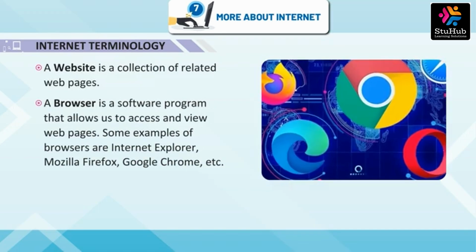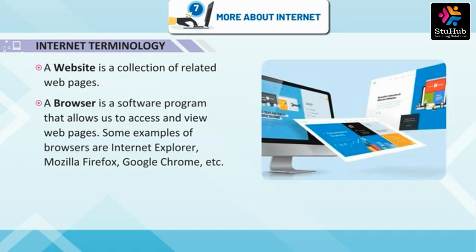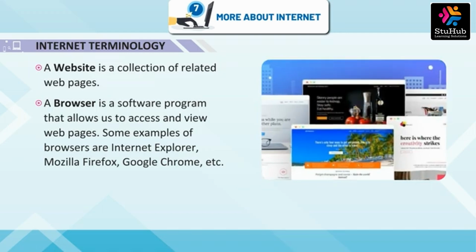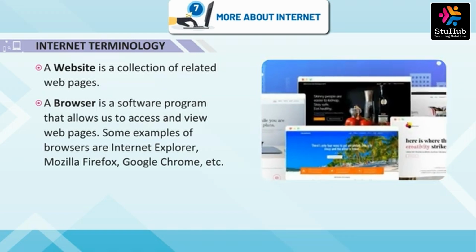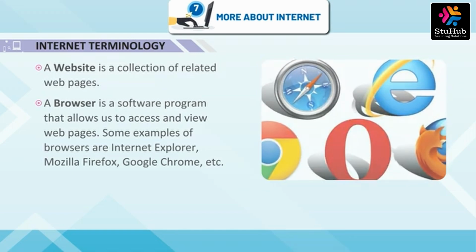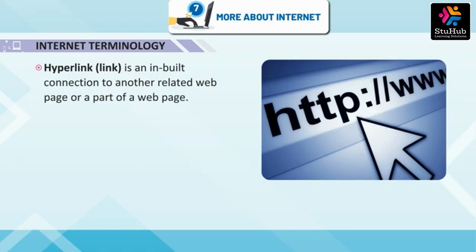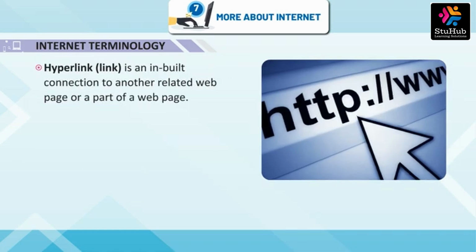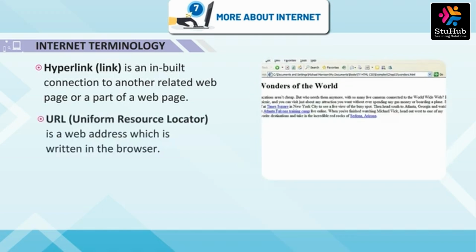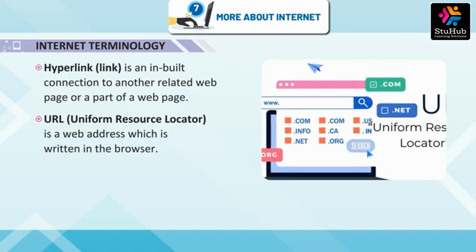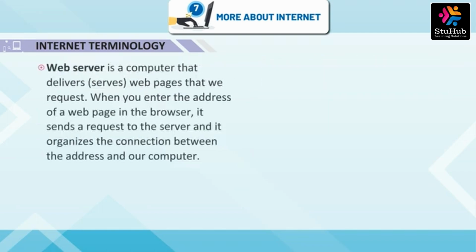A browser is a software program that allows us to access and view web pages. Some examples of browsers are Internet Explorer, Mozilla Firefox, Google Chrome, etc. A hyperlink, or link, is an inbuilt connection to another related web page or a part of a web page. URL, Uniform Resource Locator, is a web address which is written in the browser.